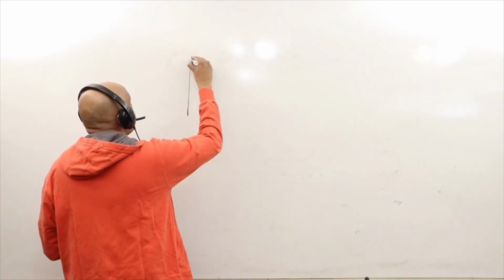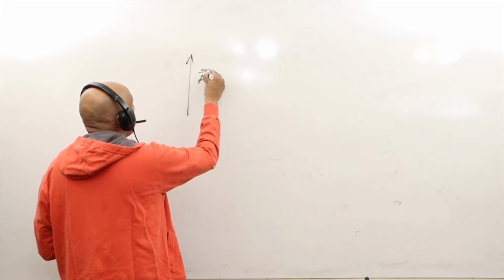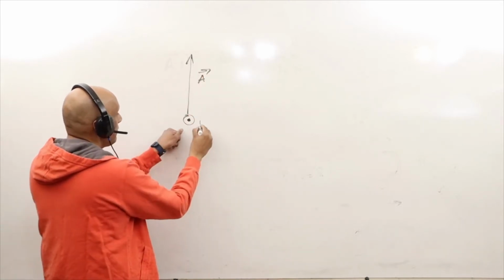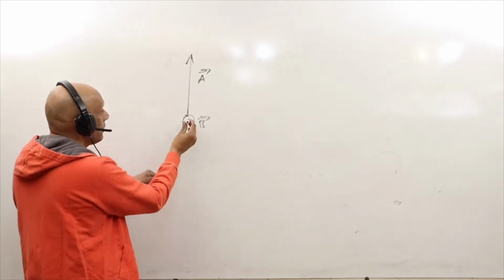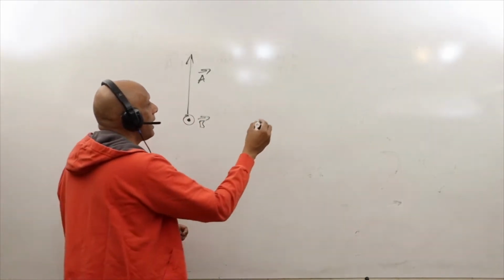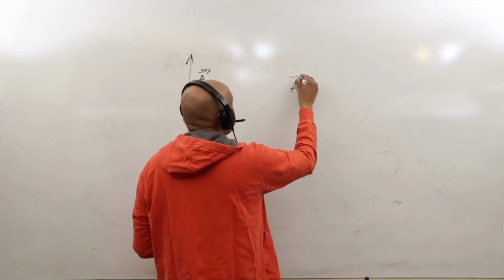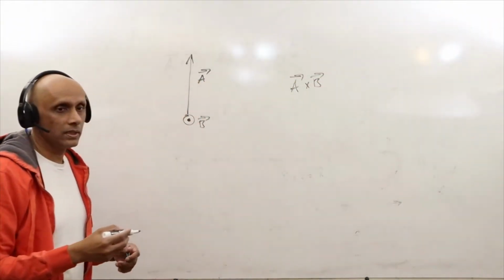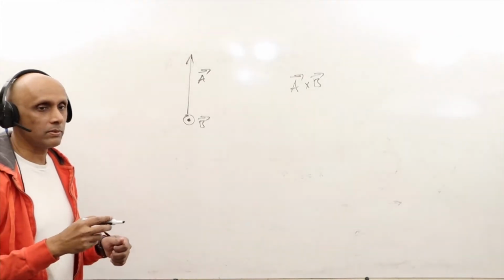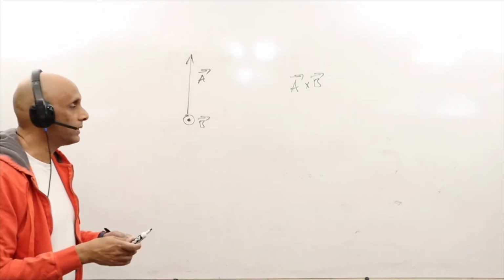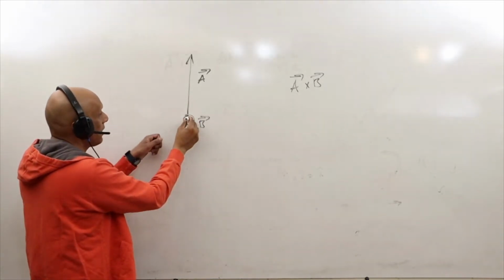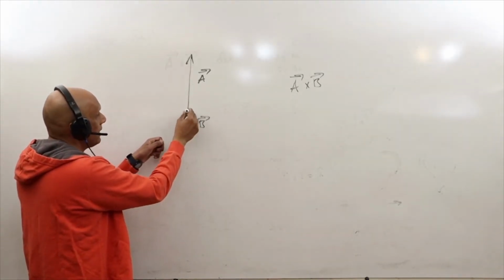Imagine that A is a vector A, and imagine that B is coming out of the board. So here's B vector. It's coming out of the board. Notice it's an arrow coming out of the board. And I want to calculate the direction of A cross B. Notice I'm not looking for the magnitude. The magnitude is absolute A times absolute B times sine of the angle between them. The angle between them is 90 degrees because it's coming out of the board.